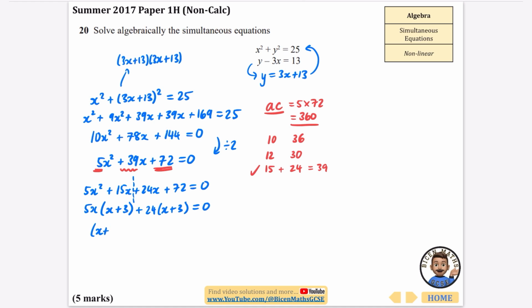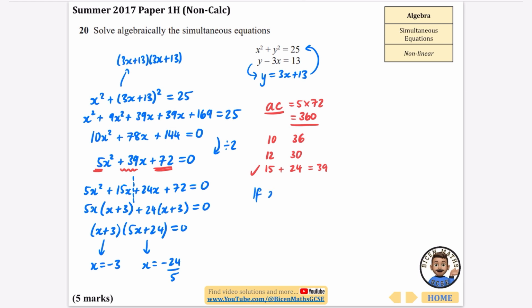So we get one of the brackets is x plus 3, and the other bracket is 5x plus 24 equals 0. So this tells me that either x is equal to minus 3, and this one tells me that x is equal to minus 24 over 5.